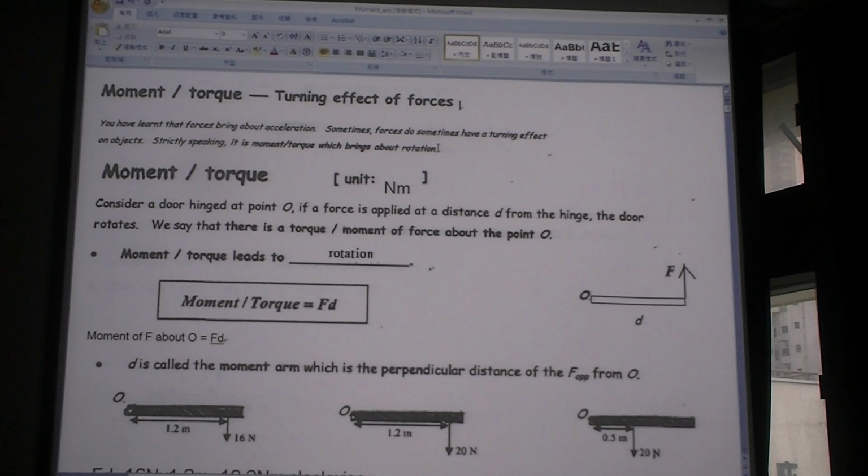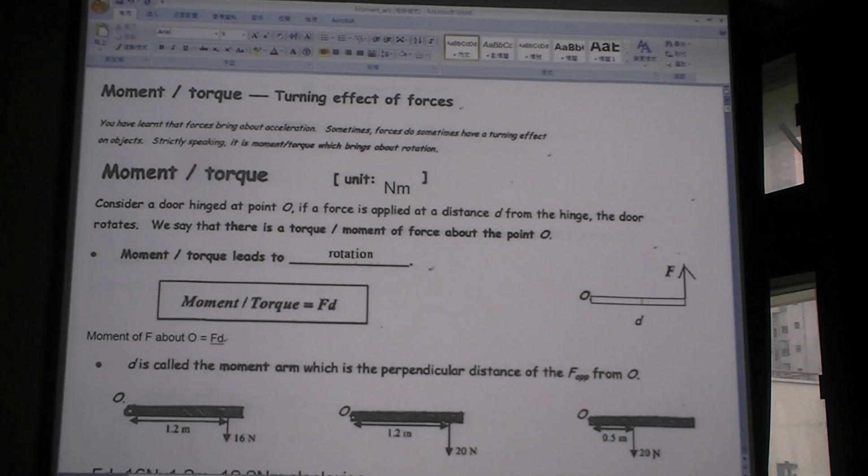Now let's talk about the notes on moment or torque. That is M5 page 1. Now we have already learned that forces bring about acceleration, but forces do have other effects.